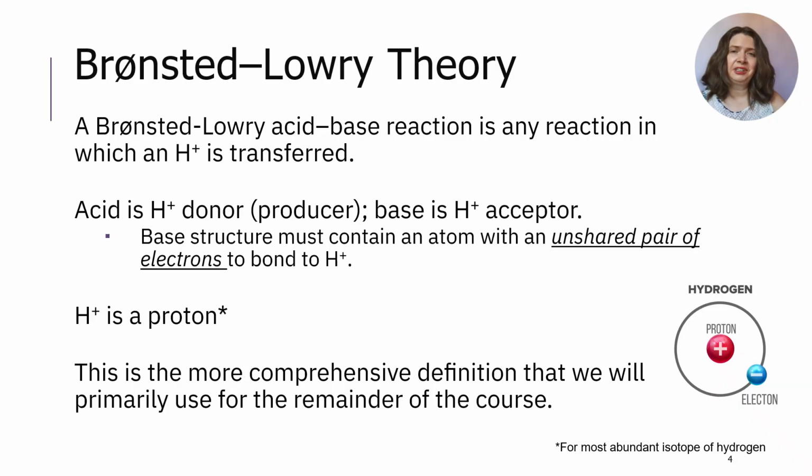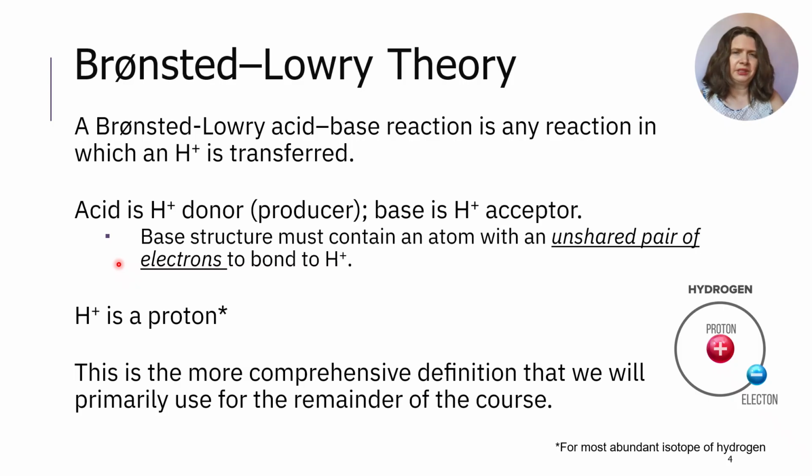The Bronsted-Lowry theory provides this expanded definition. According to the Bronsted-Lowry theory, an acid-base reaction is any reaction in which a hydrogen ion is transferred. An acid is an H+ donor, and a base is an H+ acceptor. A base must have an available lone pair of electrons that can form a bond to the H+ ion. You will often hear this described as acids donate protons and bases accept protons.